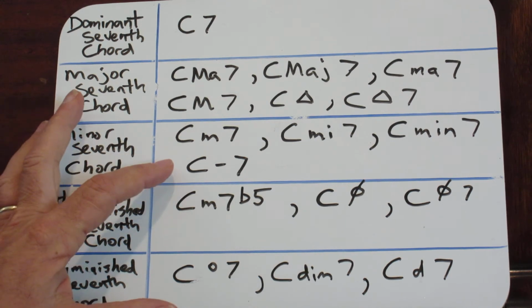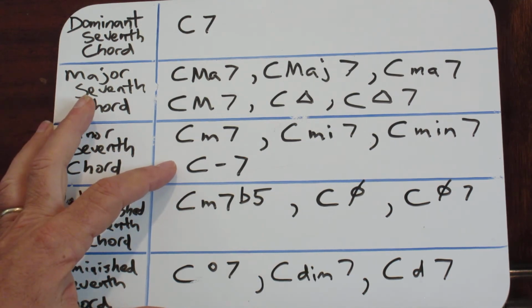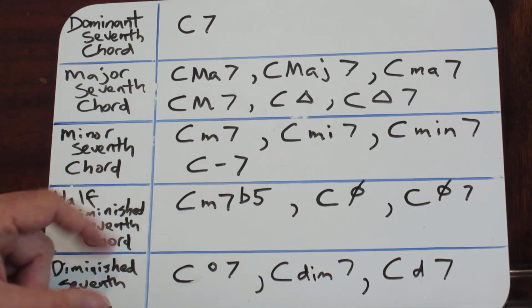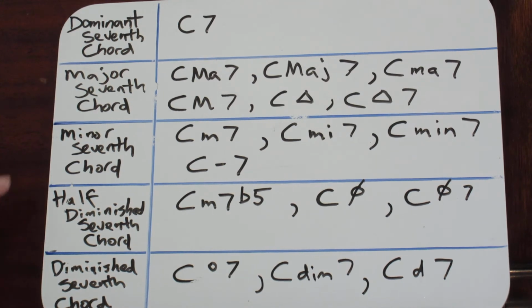And again, going back to the 1970s and a decade or so beyond, if you ever see a -7, it means minor seventh. Again, I don't recommend using it if you're writing new music, but if you see it, that means a minor seventh. Okay, then we get to the half diminished seventh chord.